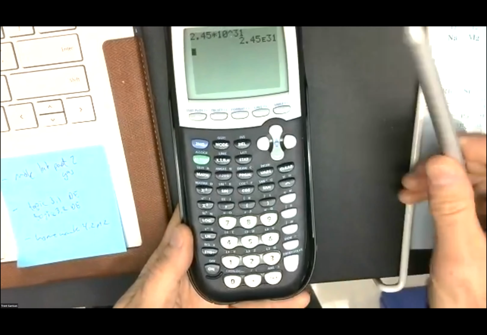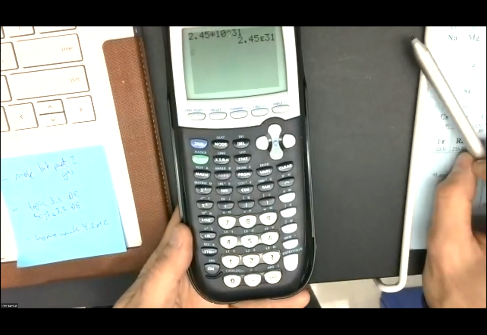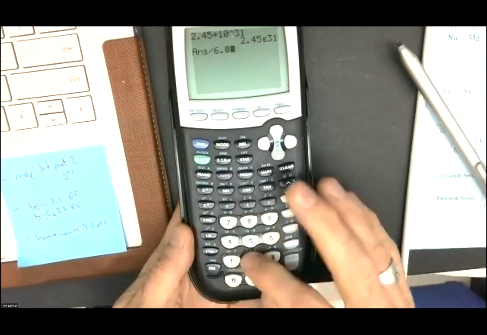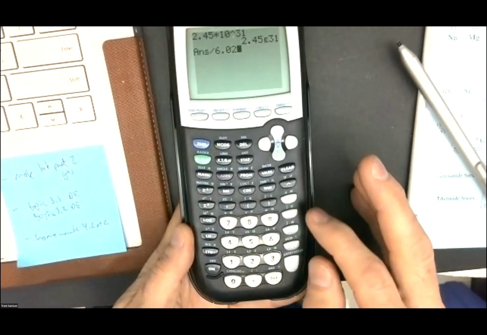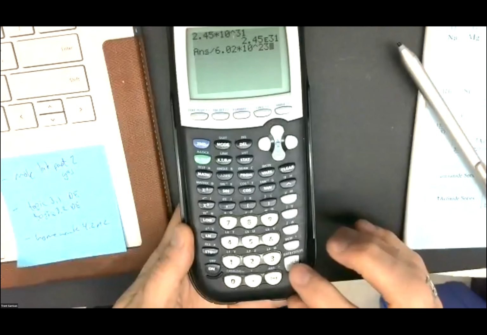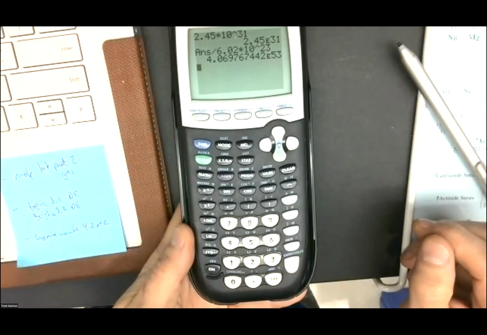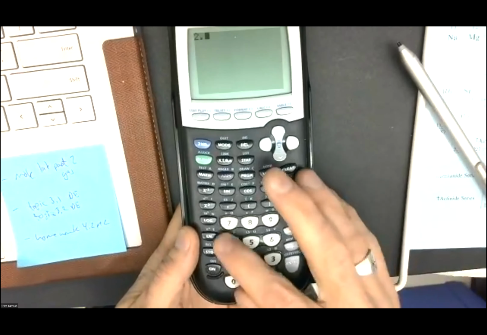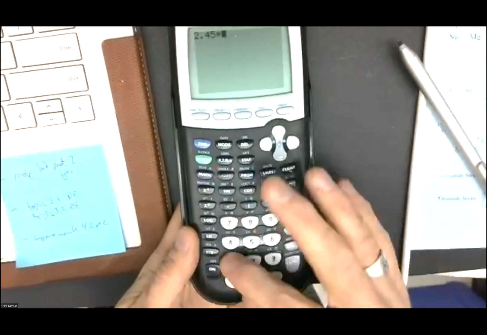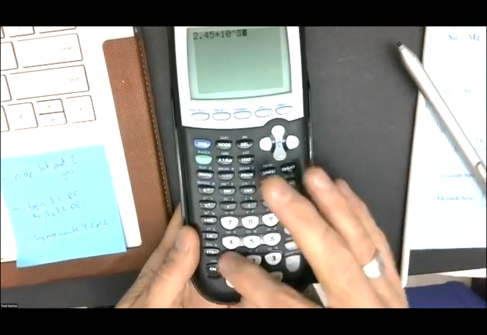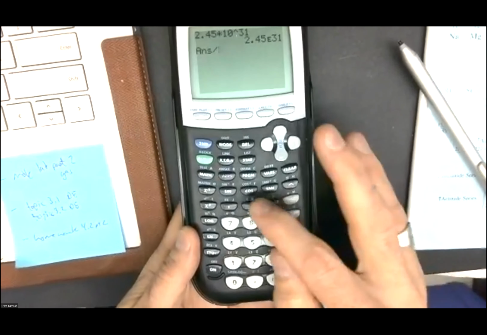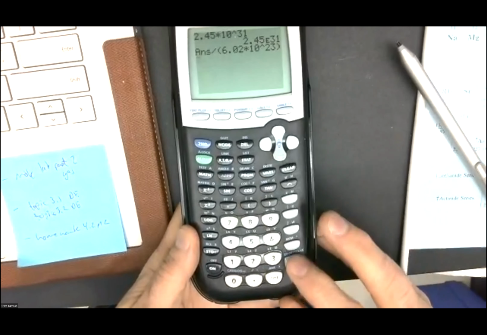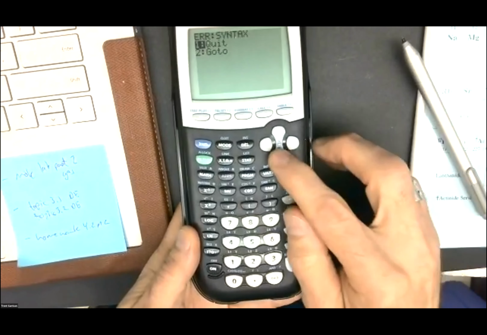See how it turns it into an E31? That means times 10 to the 31. Then I'm going to divide it by 6.02 times 10 caret 23, and I'm not going to get the right answer. That's the reason why you put parentheses. So 2.45 times 10 caret 31 divided by parentheses 6.02 times 10 caret 23. And now I will get the correct answer, maybe.